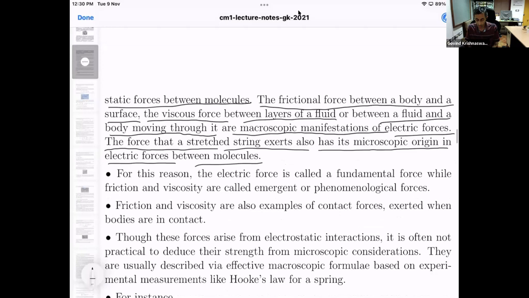For this reason, the electric force is called a fundamental force, though that word is somewhat overused. It has become common to call the electric force a fundamental force, whereas friction and viscosity are called emergent or phenomenological forces.